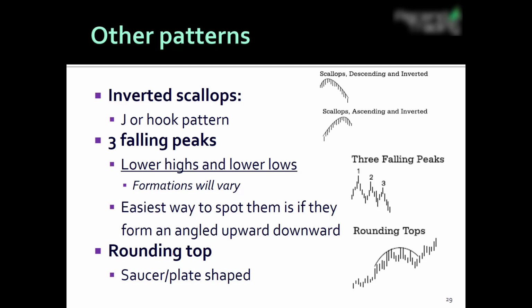So for other patterns, these ones are not really quite as popular. The inverted scallops are basically upside down J hook patterns. The three falling peaks are generally lower highs and lower lows. Sometimes the easiest way to spot them is if you see bear flags forming, and that becomes a downward staircase. And then rounding top is just a dinner plate flipped.